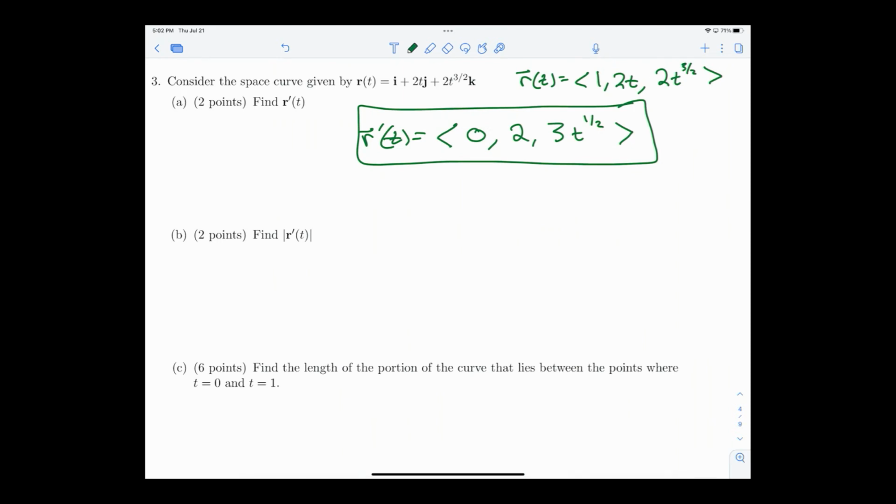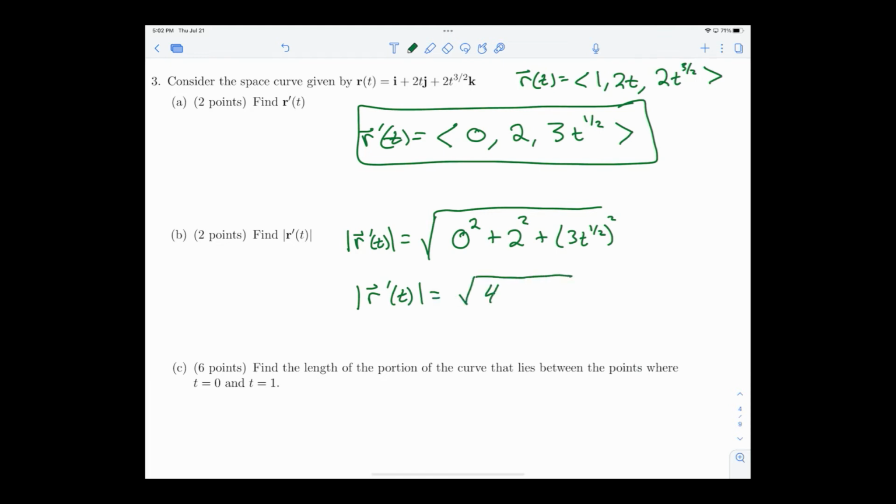Part B, find the magnitude of r prime. Well, we just found r prime, so the magnitude is straightforward. It's the magnitude of a vector. So it'll be the square root, and you just square each component and add them. So 0 squared, 2 squared, 3t to the 1 half squared. So the magnitude is the square root of 4 plus 9t. There you go.